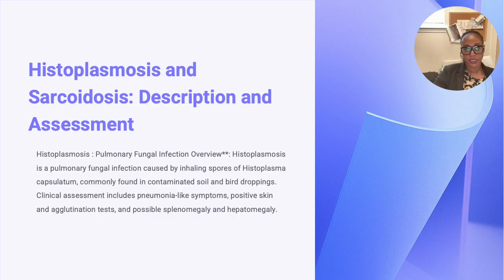So as I mentioned, it's a pulmonary fungal infection caused by spores of the Histoplasma capsulatum. Transmission occurs by inhalation of spores, which commonly are found in contaminated soil. And then spores are usually found in bird droppings as well. On the assessment, you're going to see similar to pneumonia, positive skin test for histoplasmosis, positive agglutination test, and splenomegaly or hepatomegaly may be noted as well.